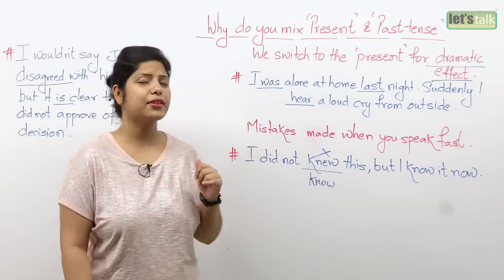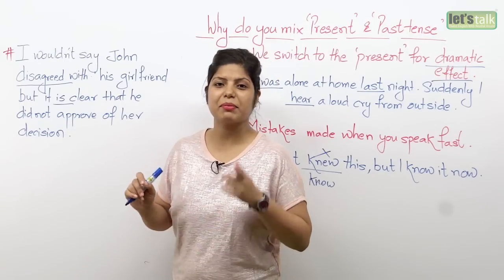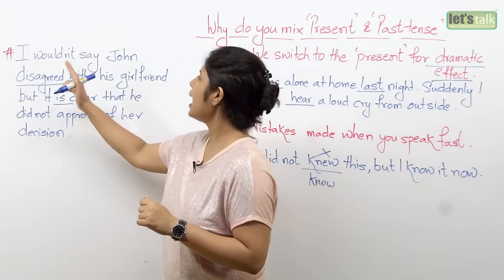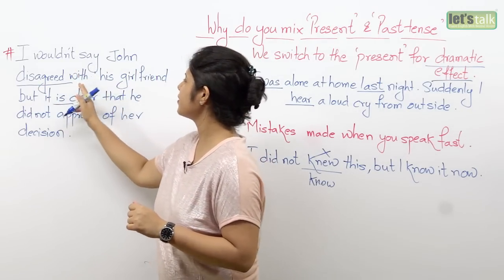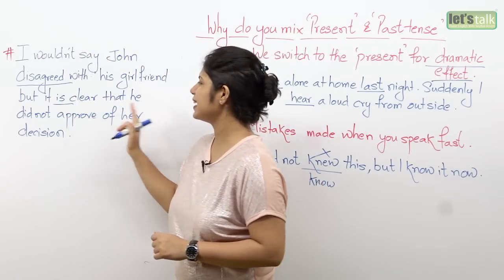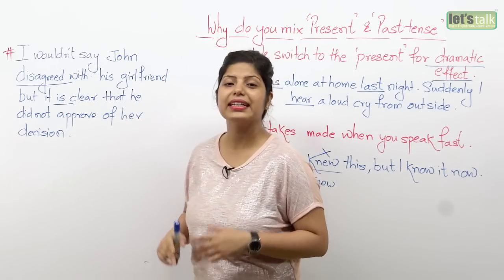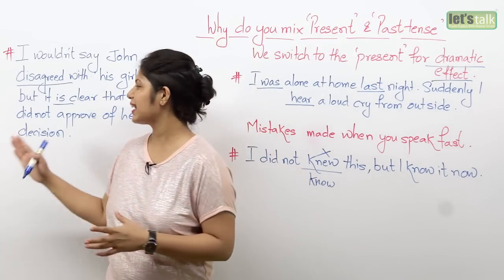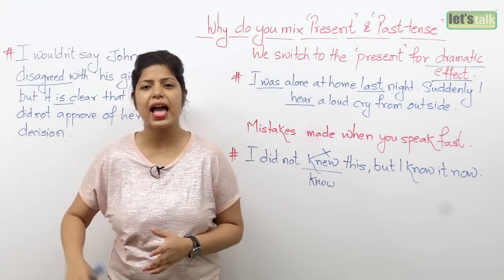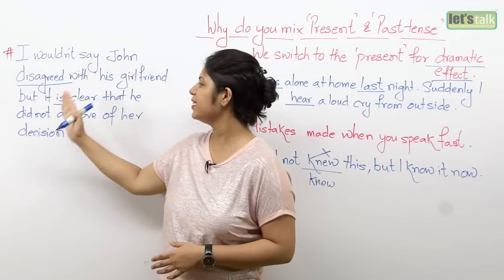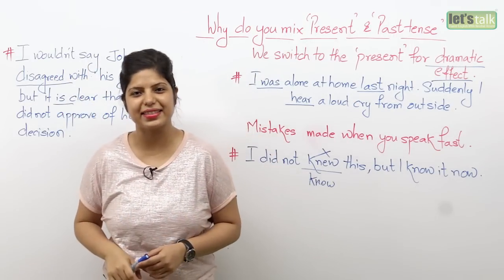So let's look now at this sentence that we made a little while earlier. Let me read that for you again. I wouldn't say John disagreed with his girlfriend, but it is clear that he did not approve of her decision. So now I'm sure you guys have understood exactly what this sentence means and why there is a mix of two tenses, that is the past and the present tense in this sentence.